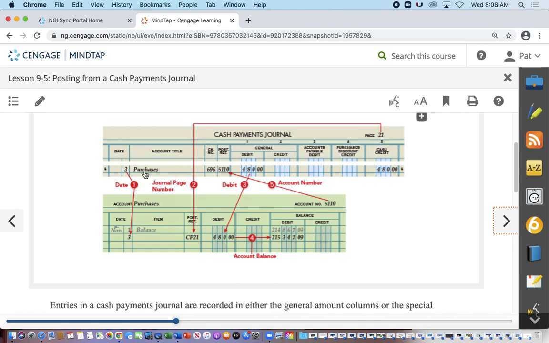So nothing fancy. You go to purchases, okay? You always have the page numbers. You add debits to debits. And then the last step is to put the post reference up there. So we're going to post all individual debits and all individual credits in the general debit and credit. We're also going to post all accounts payable debits to the vendor.